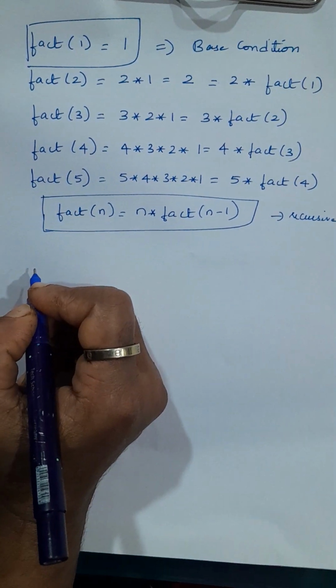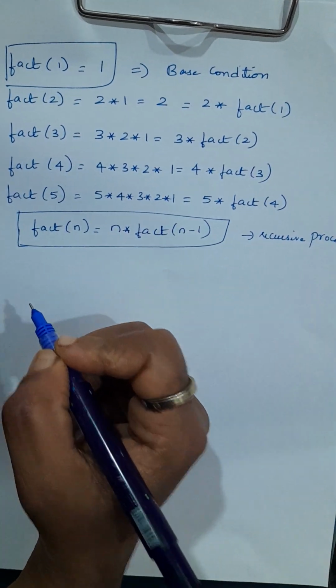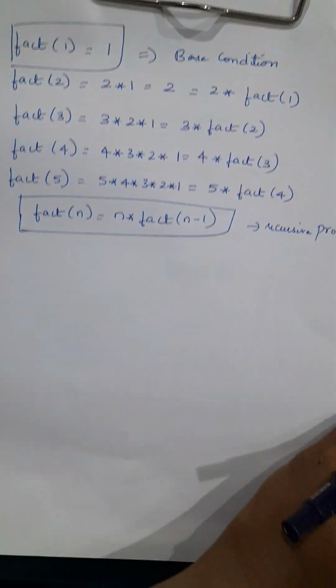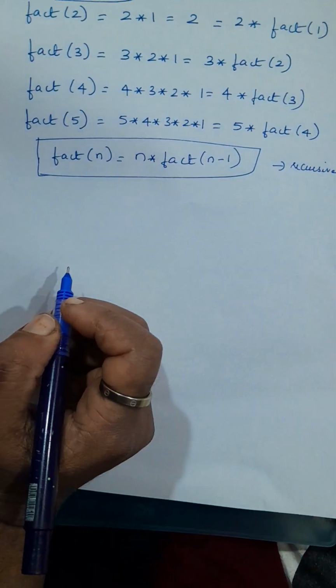So what are the two basic ideas? First, I have to divide the problem into smaller sub-problems, followed by the base condition to stop the recursion. Now let me write the entire step in the basic structure.